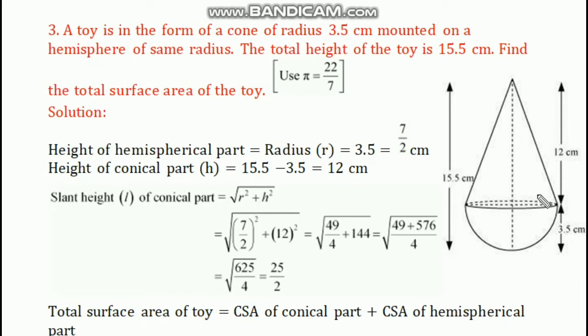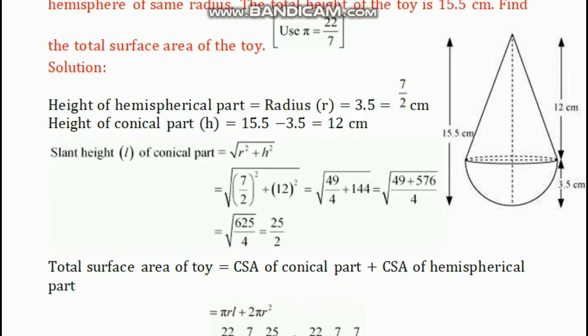Already we know how to find the curved surface area of the cone. We know the formula is pi r L. Here we know the radius is 3.5 centimeter, but we don't know the slanting height. So how to find out the slanting height?